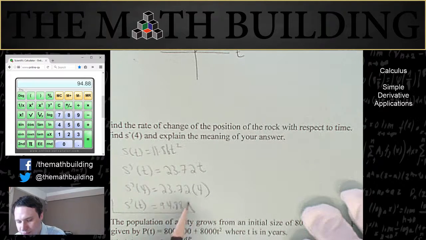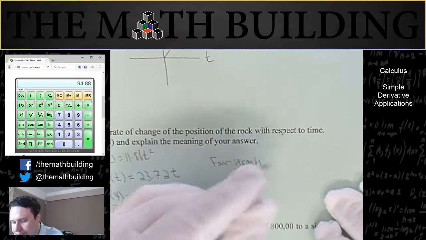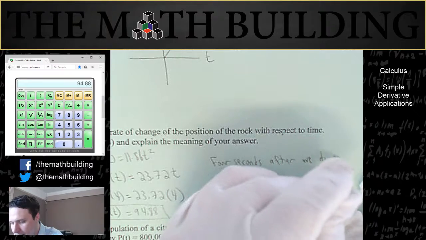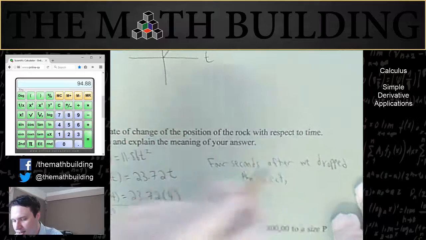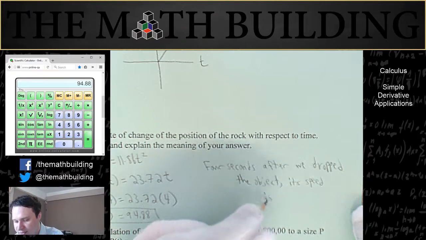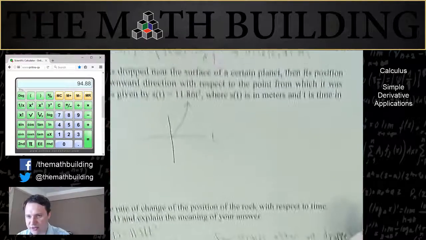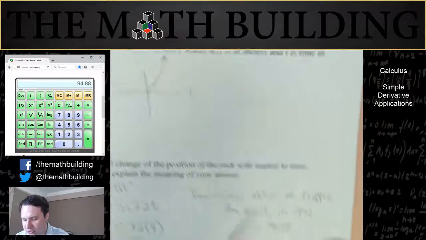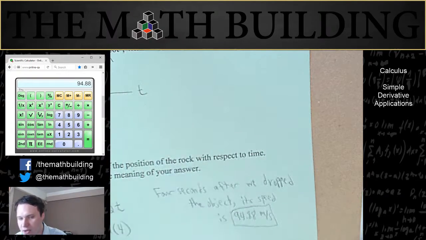So that's the answer. And what it means is 4 seconds after we dropped the object, its speed is 94.88. And let's look at what our units were. Let's go back up here. We had seconds and meters. So that would be meters per second. So that's kind of cool.